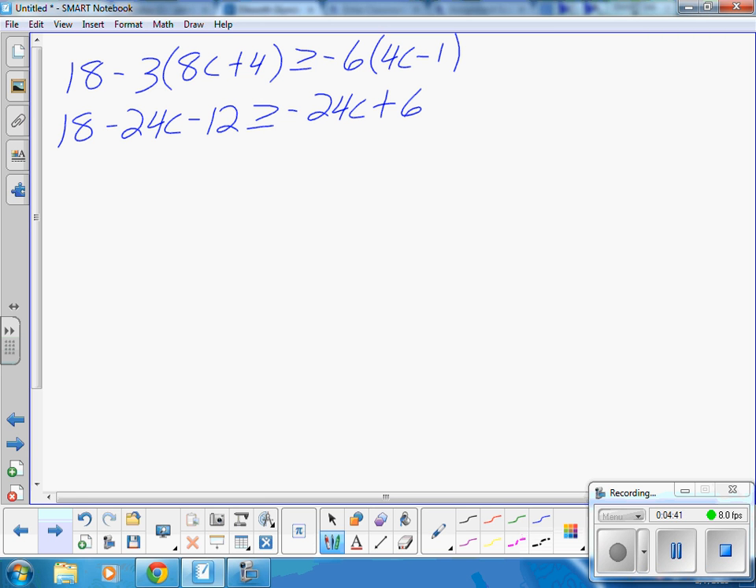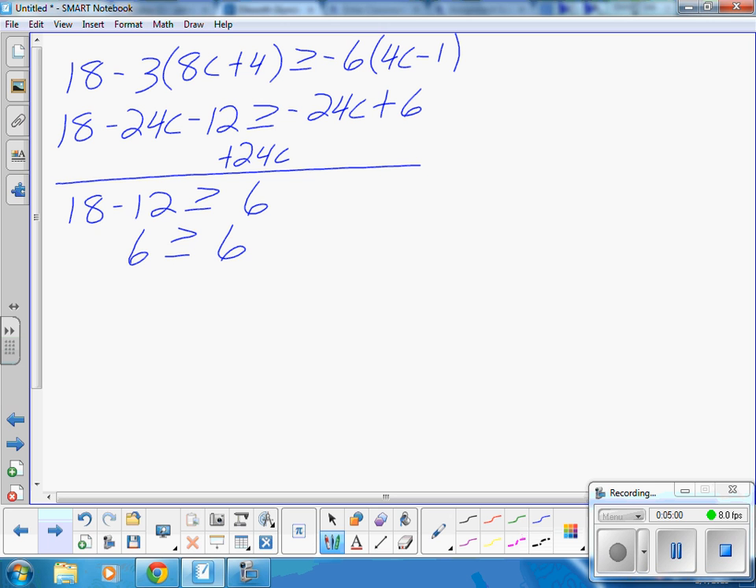Now I have a minus 24c on each side, so when I add 24c to both sides, I'm going to have 18 minus 12 is greater than or equal to 6. 18 minus 12, that's 6, is greater than or equal to 6. That is true. So your answer is all real numbers.